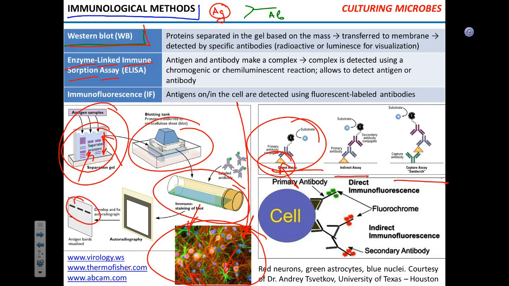Before we move on, what I'm going to ask is the basic principle. Western blot: detection of a protein after separation of proteins in the gel. ELISA: detection of the antigen on the plate. Immunofluorescence: fluorescent antibodies that detect pathogens in the cells. Does that make sense? Can we go on?